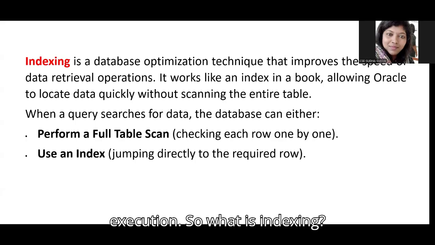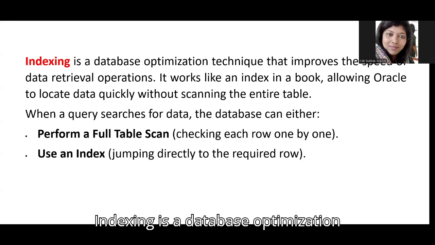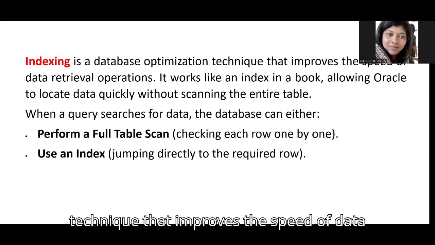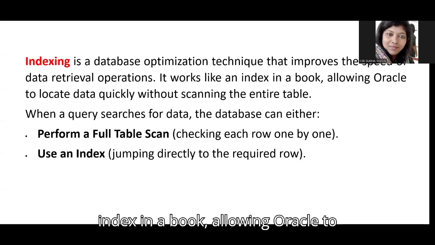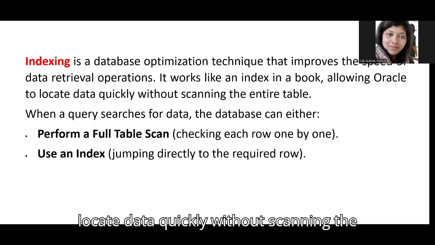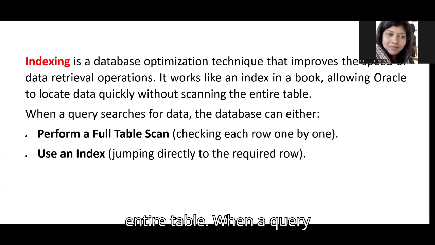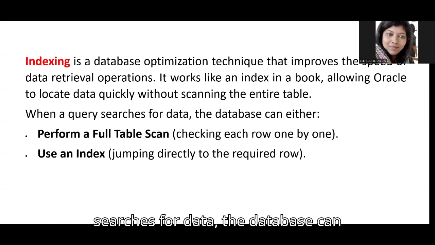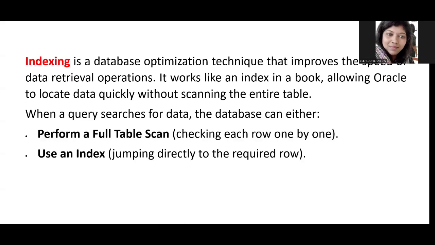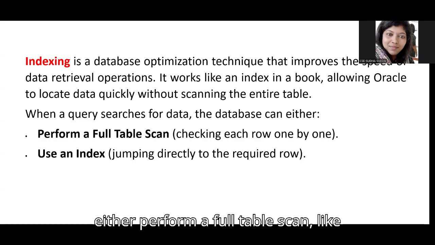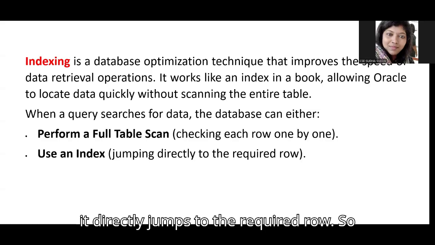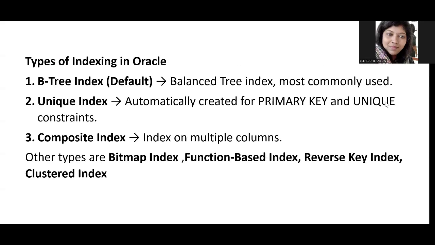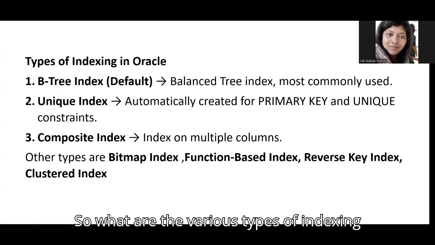So, what is indexing? Indexing is a database optimization technique that improves the speed of data retrieval operations. It works like an index in a book, allowing Oracle to locate data quickly without scanning the entire table. When a query searches for data, the database can either perform a full table scan, which is checking each and every row one after the other, or use an index, wherein it directly jumps to the required row. So, this is indexing. What are the various types of indexing in Oracle?